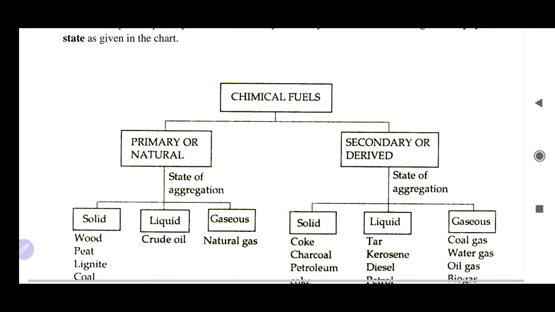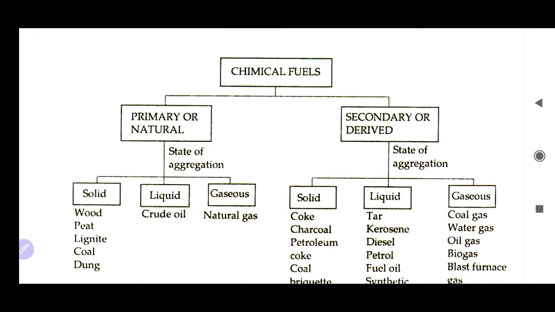Further, we can classify them based on their state of aggregation as solid, liquid and gaseous. Some examples for primary fuels are wood, peat, coal, cow dung, etc. For liquid primary fuels, crude oil. For gaseous primary fuel, that is natural gas.